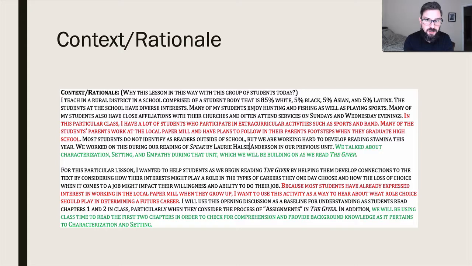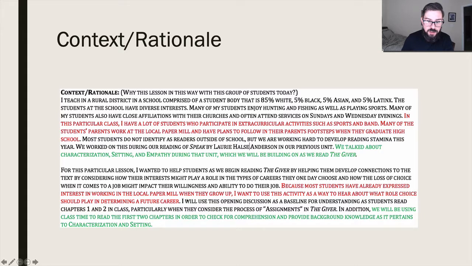So in the context, you can see in red I've talked about their careers here, and then I bring that back into my rationale, saying, because I know this about my students, I'm justifying this particular lesson in this particular way. I'm talking about careers. I know this about my students, and I want to see if we can unpack that a little bit deeper as we talk about careers in the book that we're reading.